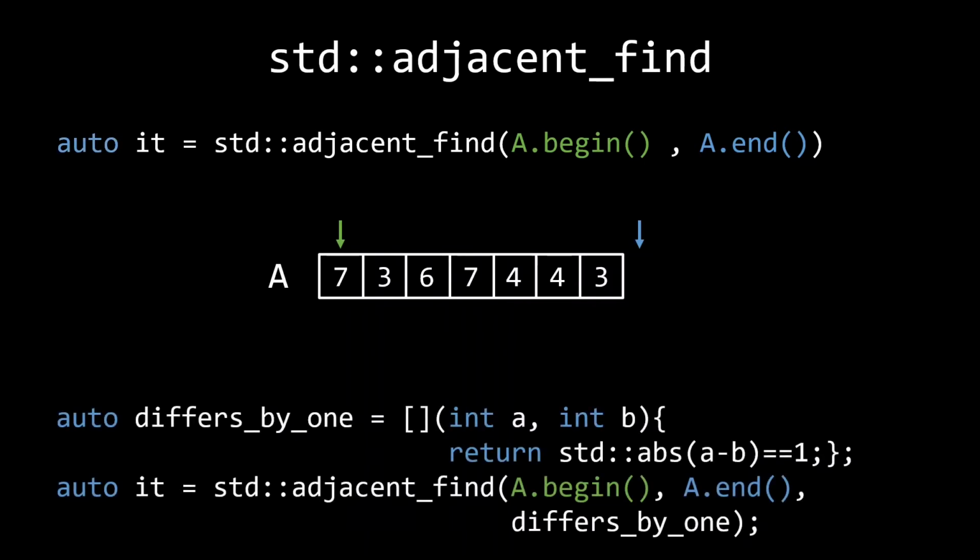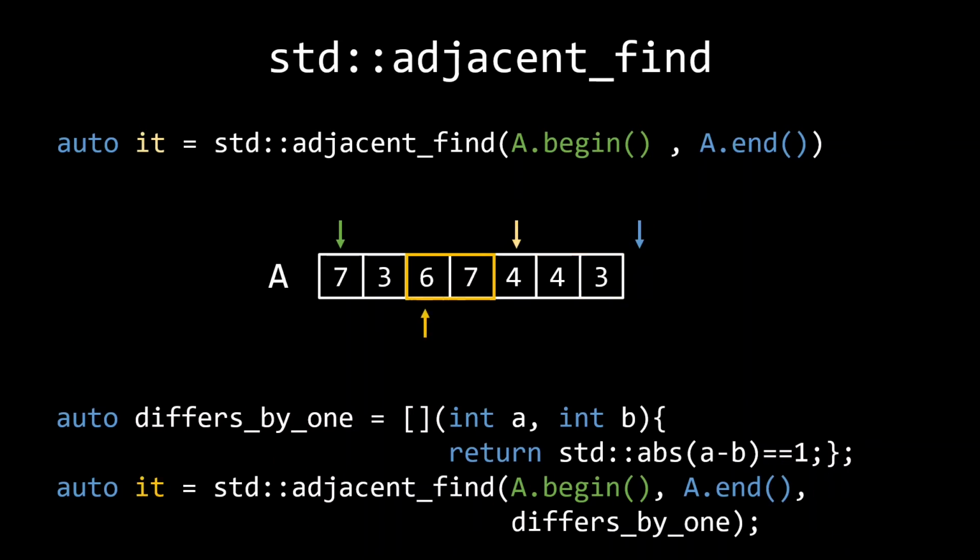Used without such a predicate, it will find the 4s at indices 4 and 5 and return an iterator to the first element of the adjacent pair. In the second example, we use a differs by 1 predicate to consider an adjacent pair to be equal if they differ by exactly 1. There are 2 such pairs in our input. Adjacent find returns an iterator to the first pair of equal elements.